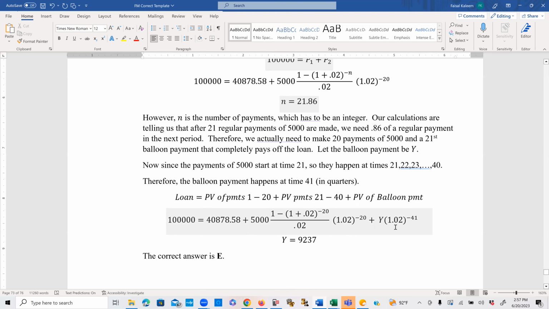And then plus the present value of the balloon payment. The balloon payment was Y and was happening at time 41, so you bring it back through a factor of 1.02 to the power negative 41. And from this equation, Y comes out to be 9237. Just to recall how we do this, we subtract the present values from the 100,000 and then multiply both sides by 1.02 to the power 41. That gives Y equals 9237. That was choice E.